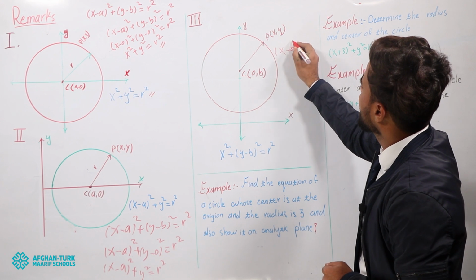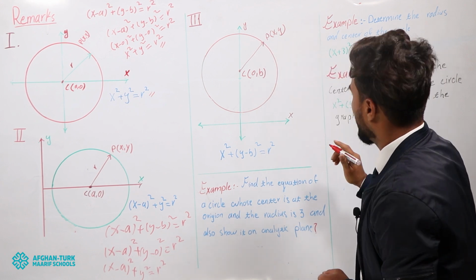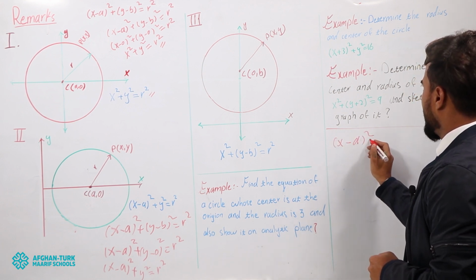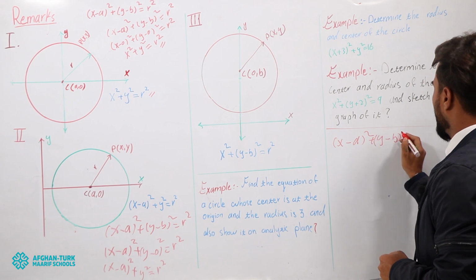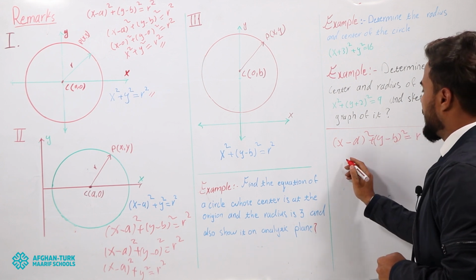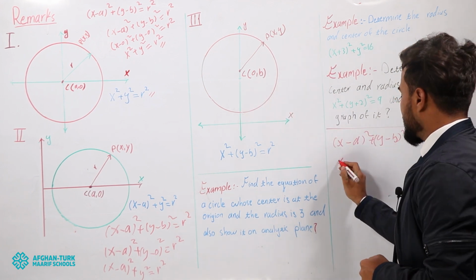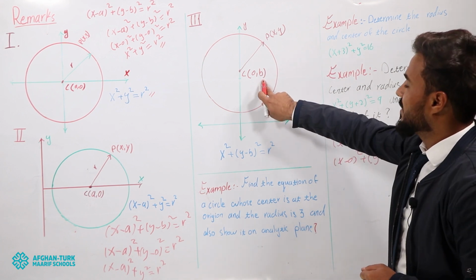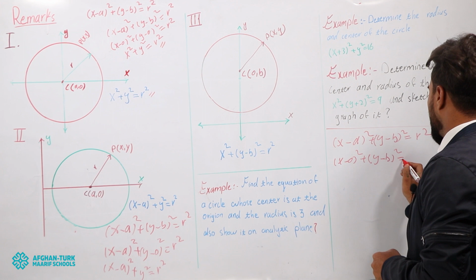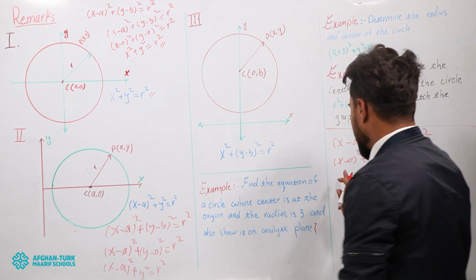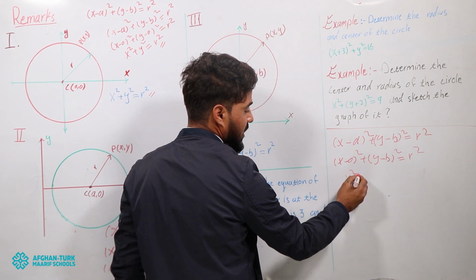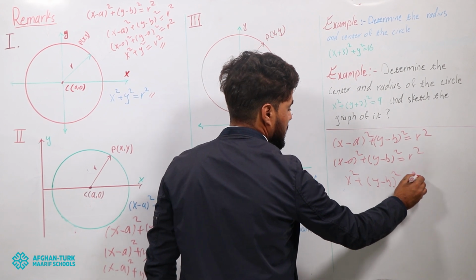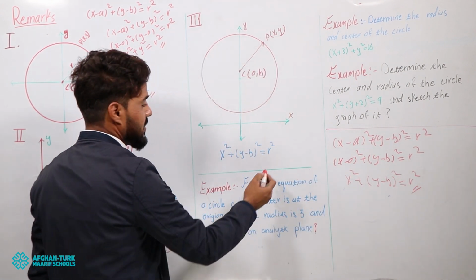x minus a, so I'm going to write it here: (x minus a) squared plus (y minus b) squared is equal to r squared. Here a is 0, so (x minus 0) squared plus (y minus b) squared, we have b here, is equal to r squared. So x minus 0 is x, so x squared plus (y minus b) squared is equal to r squared. So this equation is the same as this equation.